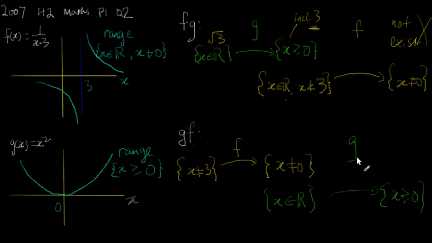In this case, the domain of G is all possible real values, and that would of course include this. The range of f is all possible real values except 0, but the domain of G is all possible real values, so that includes all possible numbers. Therefore, in this case, there's no problem. Any value here can be mapped onward by G. So this time, GF exists. For this part of the question, we must also find GF.